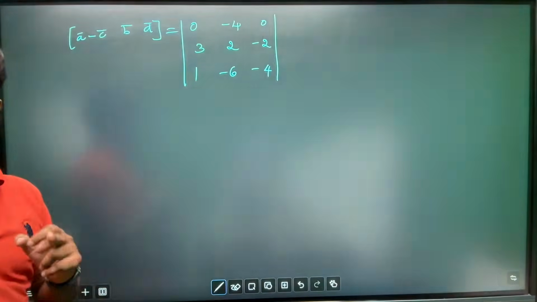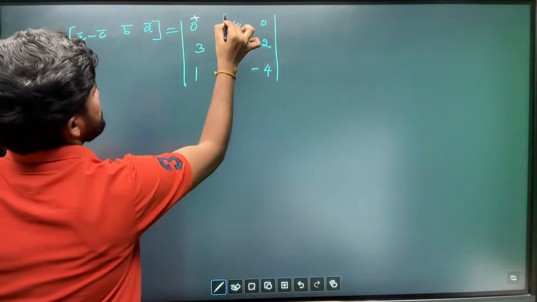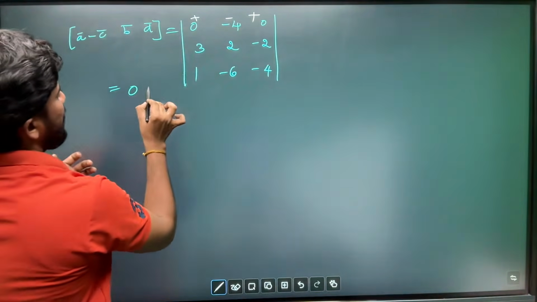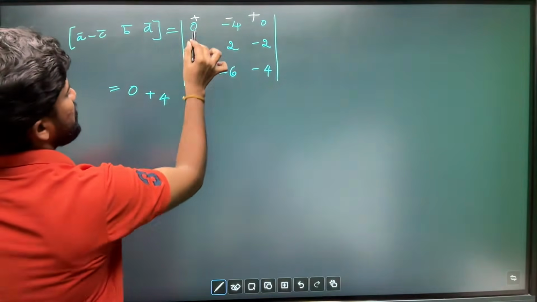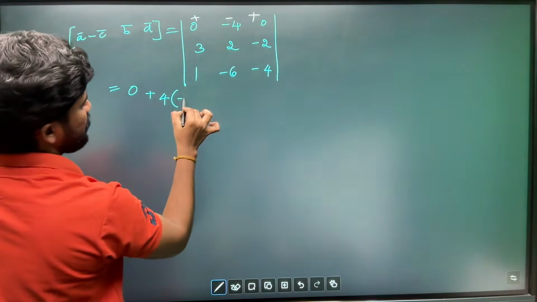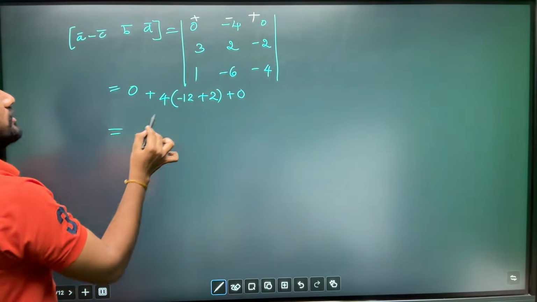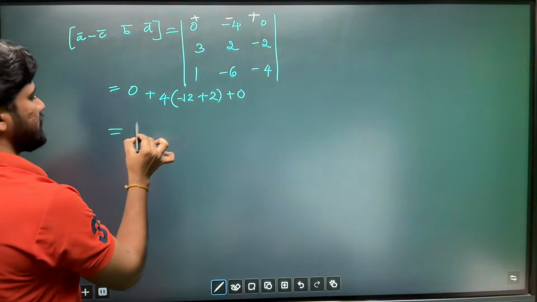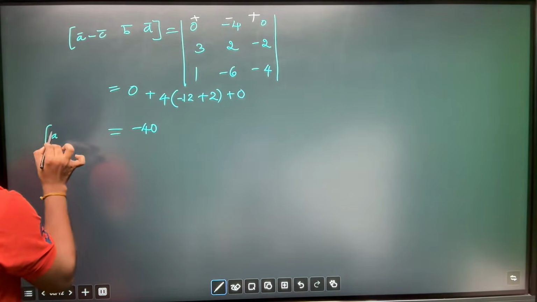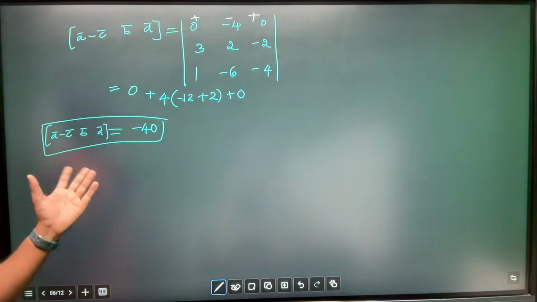Be careful. If you write one value wrong, the final solution to the whole problem is also wrong. Also plus, minus, plus signs. So next, 0 into something becomes 0. Minus into minus plus 4 into, delete the first row, second column: 3 into minus 4 is minus 12, plus 2 into 1 is 2, plus 0 into something is 0. So minus 12 plus 2 is minus 10. Minus 10 into 4 is minus 40. This is the value of a bar minus c bar, b bar, d bar. Don't worry, even if you get negative, it doesn't make any problem.